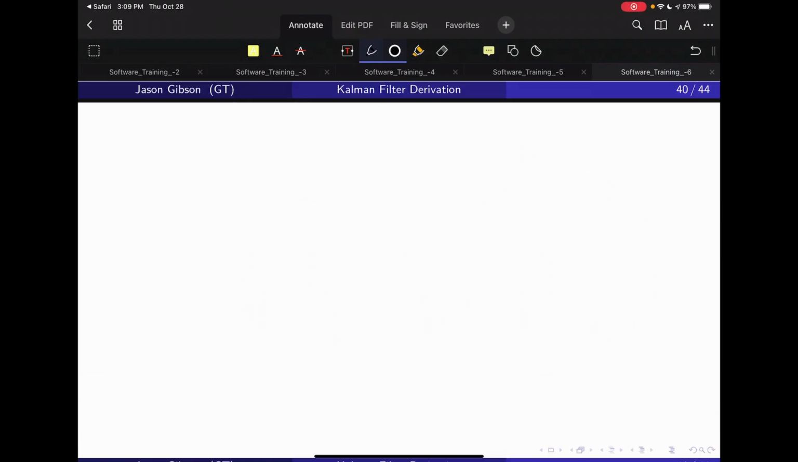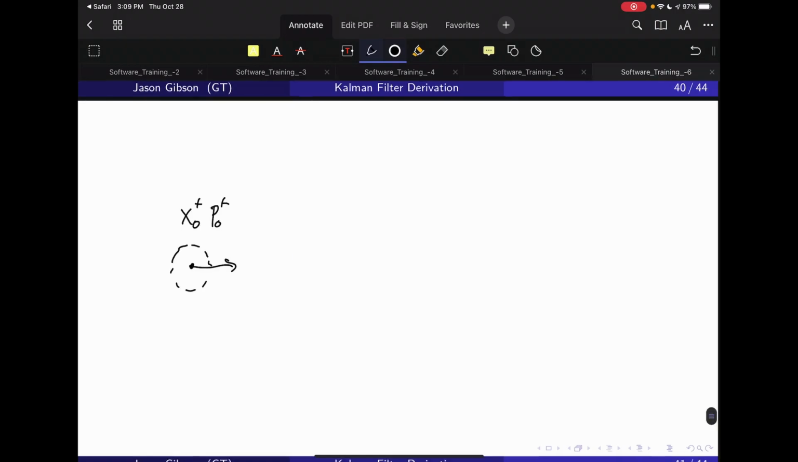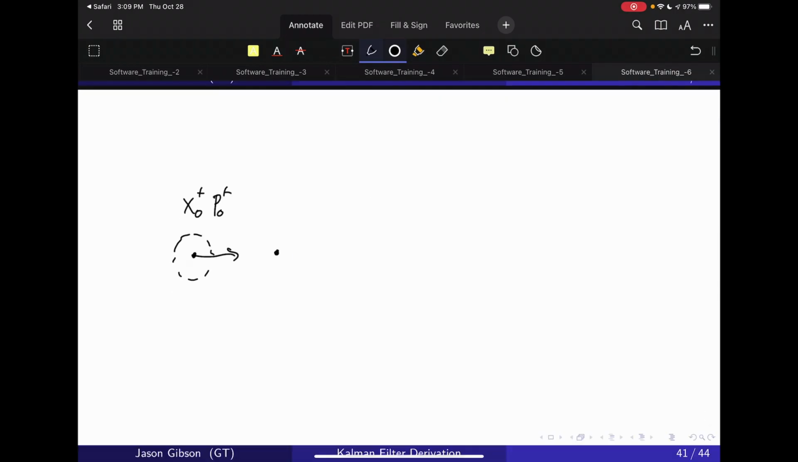So if we start off, we have some position, x0, and then we have some covariance around it. So we would have x0 plus, and then P0 plus. And then what we're going to do is we're going to move. We're going to apply some actuation. But by doing so, we increase our covariance. We move our mean. And this gives us x1 minus and P1 minus. And this is our motion update.